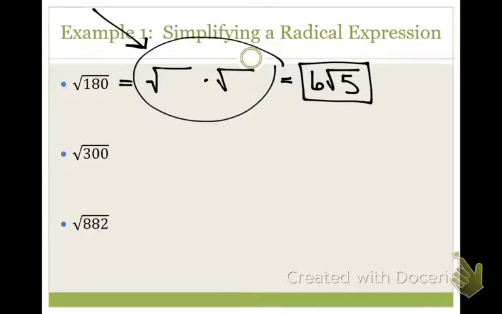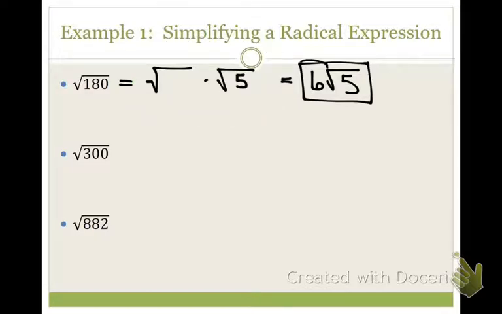Well, here's how you backtrack. I know one of these is a 5 because that one's in there, but what number would have been underneath the radical in order for me to take the square root of it, and the square root was 6? What number would have had to be under the radical?